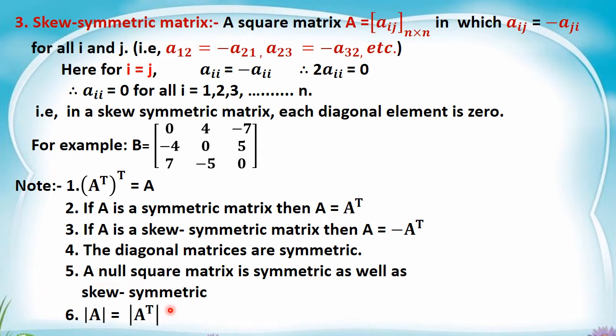There is no change in the sign. So, we can write positive 0 as well as negative 0. So, it is both symmetric and skew symmetric. Also, if you find the determinant of a matrix and the determinant of its transpose, you will get the same value.